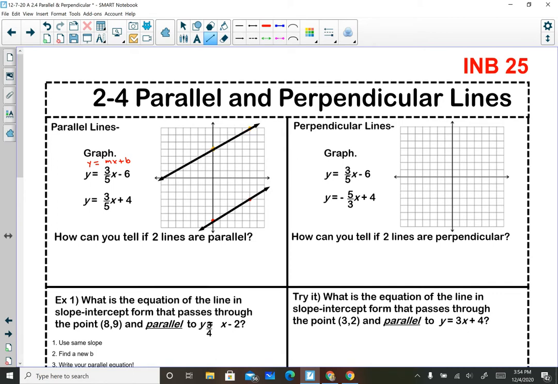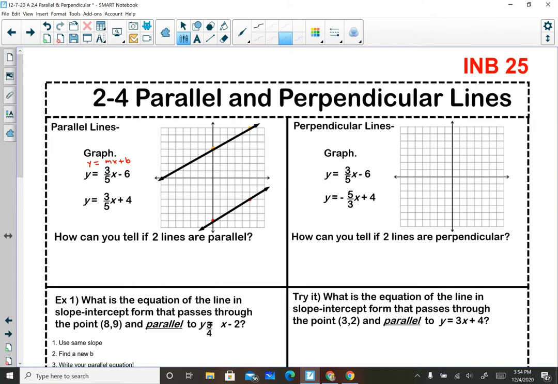Okay, so if you look at those two lines, those lines are perfectly parallel. They're never going to touch. If they continue on and on forever, they will never touch each other. So we see that these two equations have created parallel lines. So take a second and look at those equations. And what do you think made them parallel? So look at the equations. What do you think made them parallel?